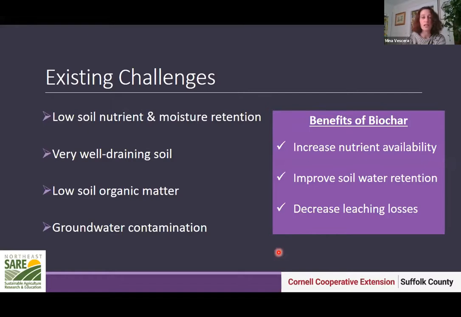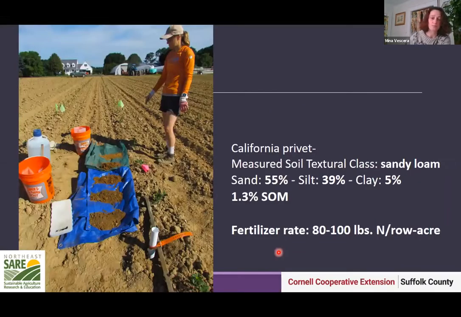So the benefits that have been tested in many other trials, we feel would benefit some of our field trials or some of our production here on Long Island. So the increased nutrient availability, increased soil moisture retention, and of course, protecting the groundwater with decreasing leaching of harmful nutrients.